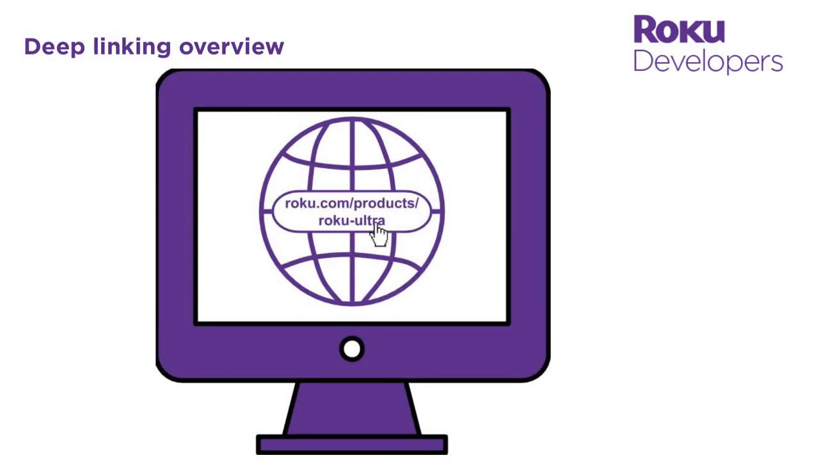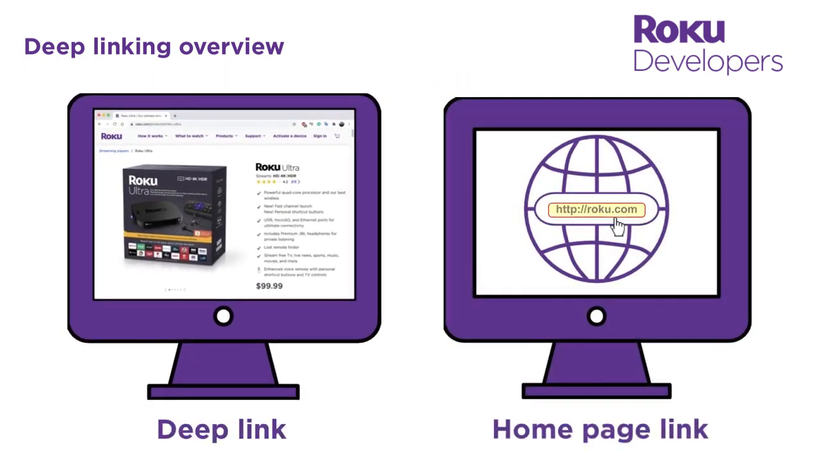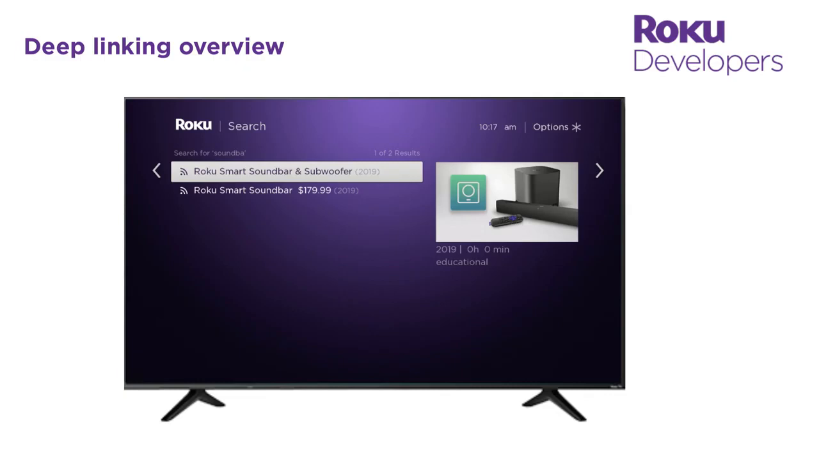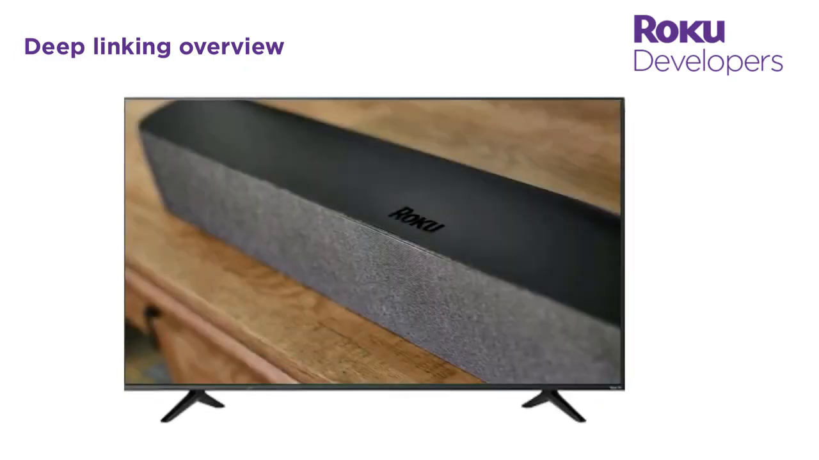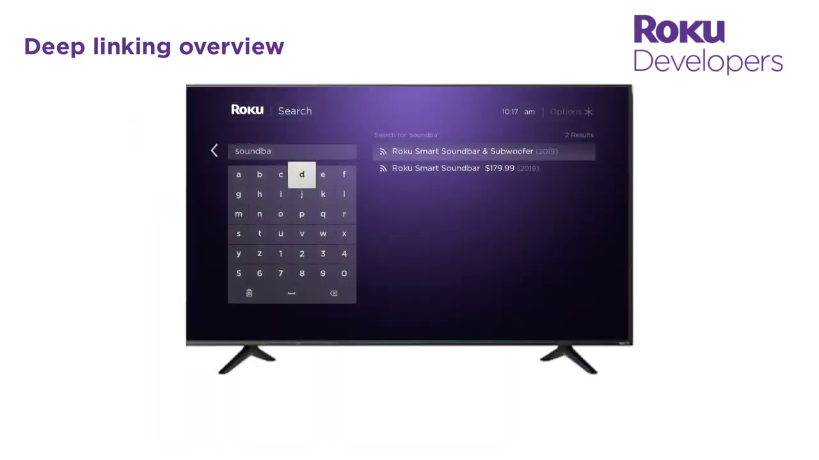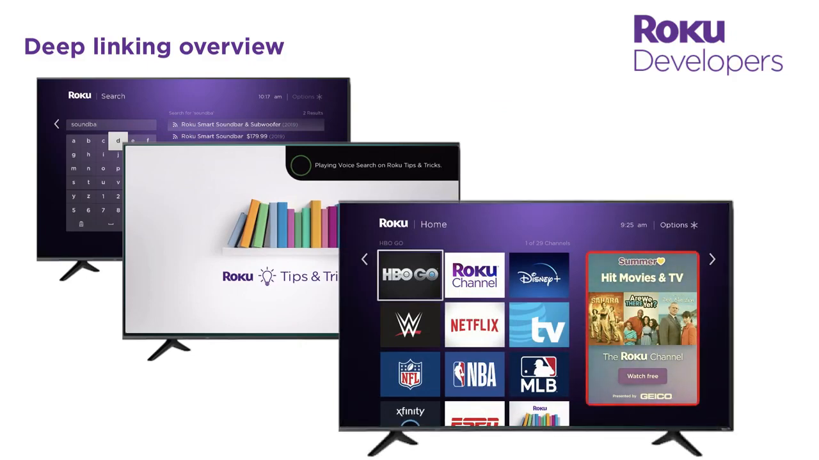On the web, a deep link is a hyperlink that routes you directly to a specific piece of content on a website rather than the site's homepage. Similarly, for Roku channels, a deep link takes you directly to content instead of just launching the channel's homepage. Deep links are sent to channels typically from content discovery features in the Roku platform. This includes Roku Search, Roku Voice, and targeted display ads on the Roku homepage.